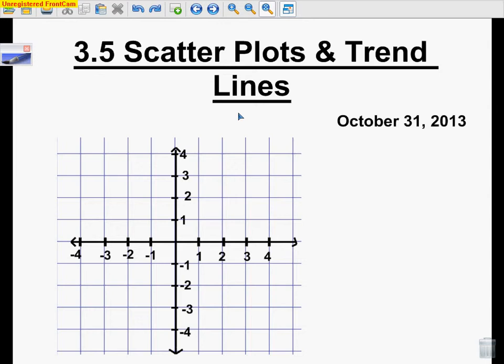What we're going to do is allow you guys to take notes. The substitute will pause the video when you need to write some things down. So go ahead and take a moment, copy down the title and the dates. You do not need to draw the coordinate grid on this one.